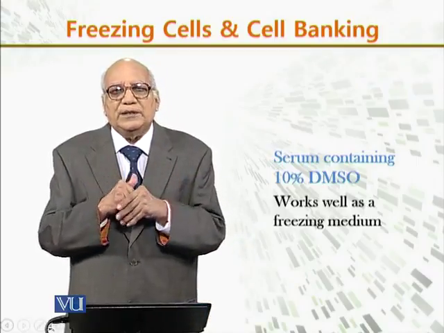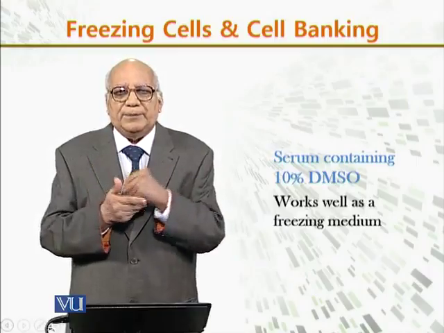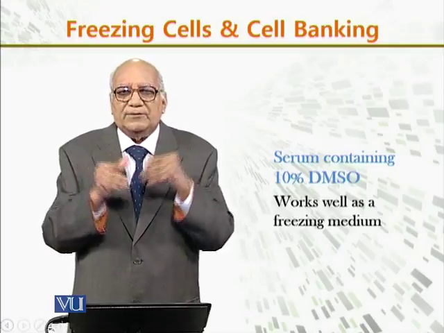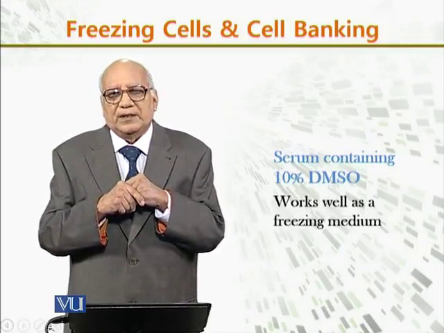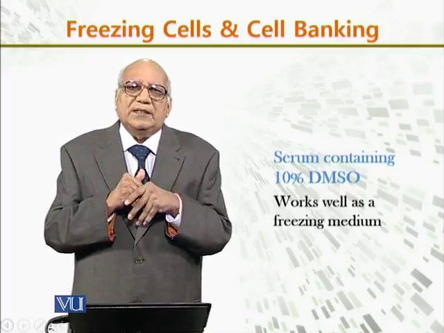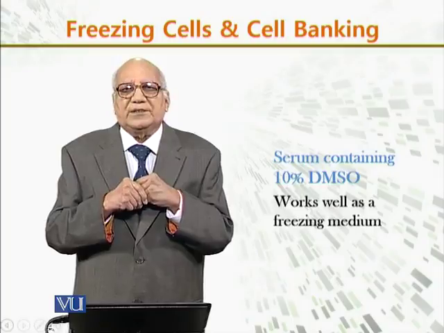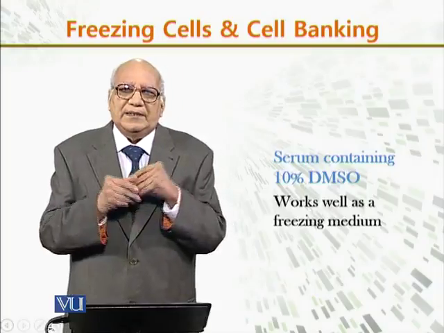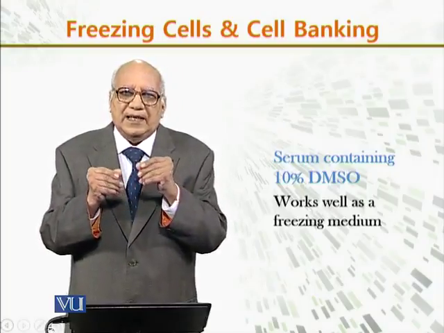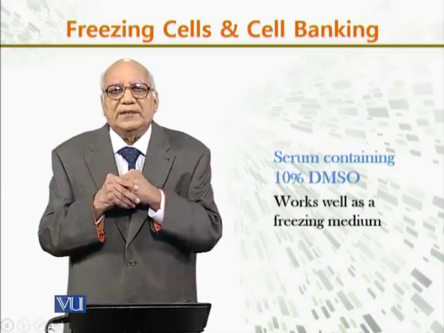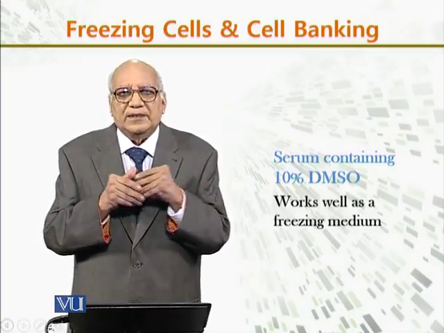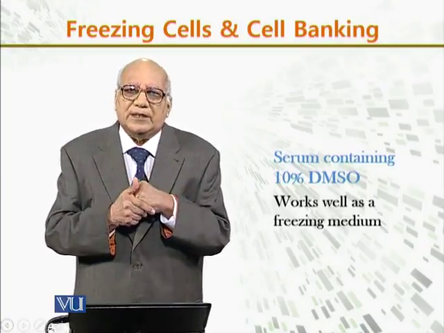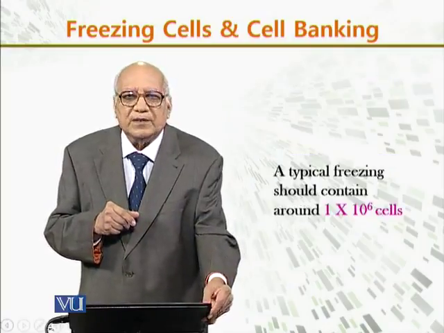Now, how is it done? The serum containing 10% DMSO, dimethyl sulfoxide, works well as a freezing medium. So this DMSO is a very interesting chemical. It is used in cryogenic experiments, it is both anionic as well as cationic, and it is an organic solvent. It is repeatedly used as a cryogenic medium for freezing the cells.